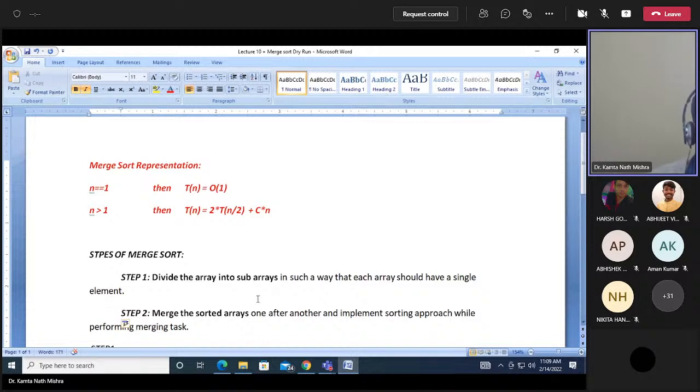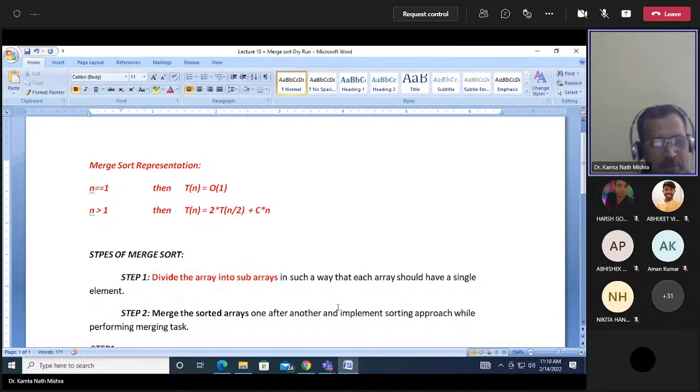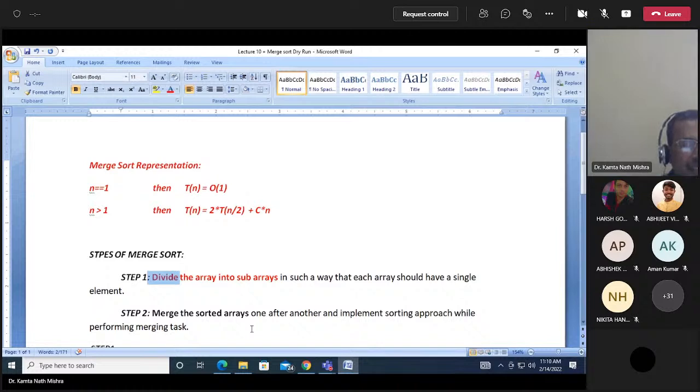This is step 1. What is written in step 1? Divide the array into sub-arrays in such a way that each array should have a single element. You have a list of elements, and just two steps you are doing. In the first step, you are dividing the array into sub-arrays, and this division you are continuing.